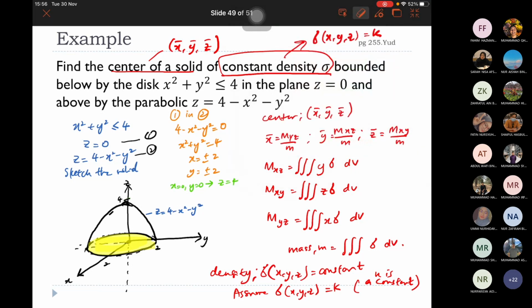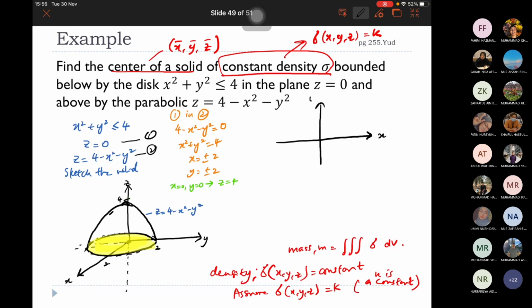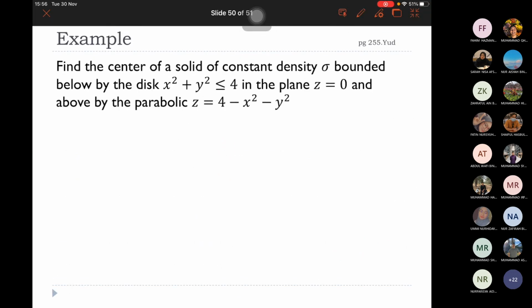So from here, dia punya tapak akan dapat, it's the region to be like this. X, Y, and then akan ada bulatan macam ini, negatif 2, 2, negatif 2, 2. Okay, so memandangkan dia ada bulatan dan juga dia ada tapak, paling senang guna apa nama dia? Cylindrical coordinates.